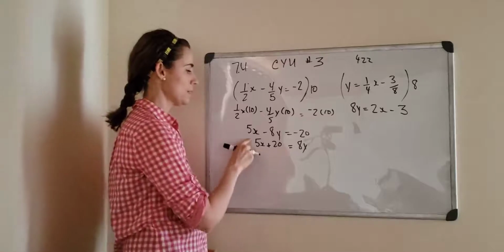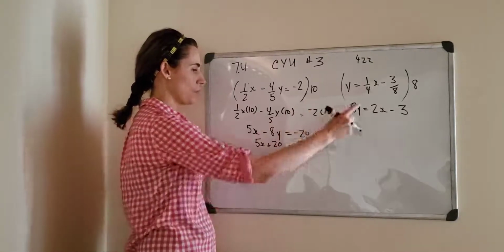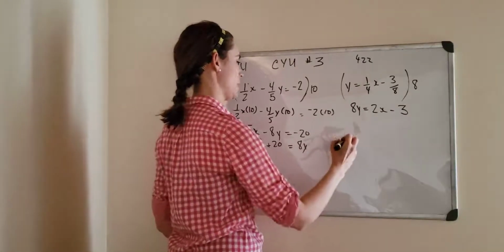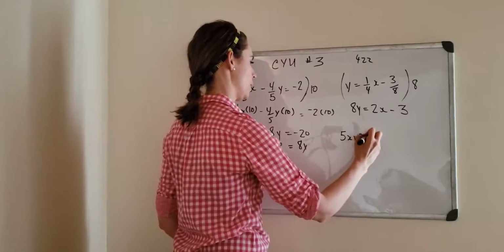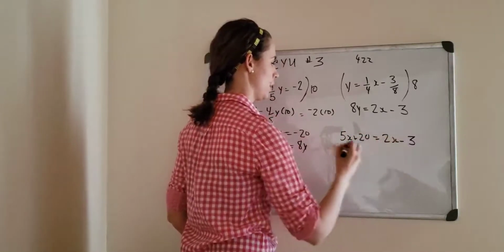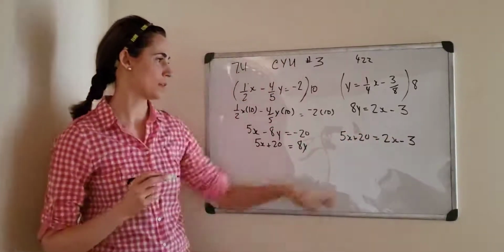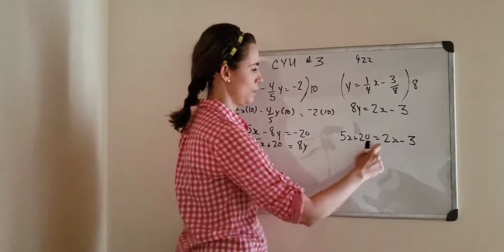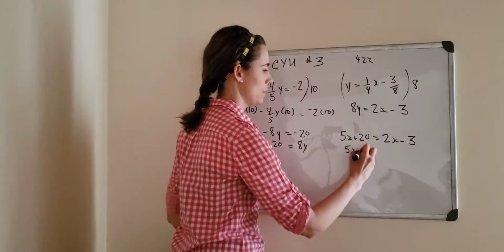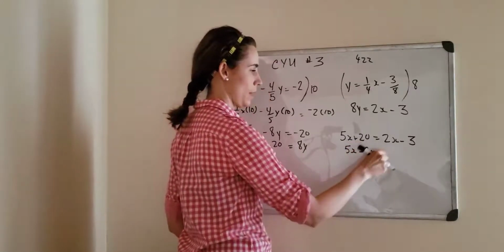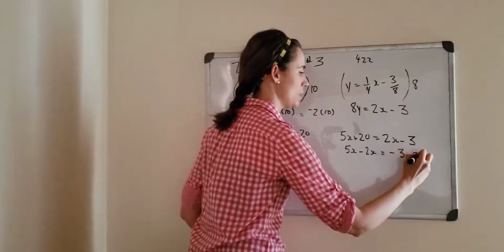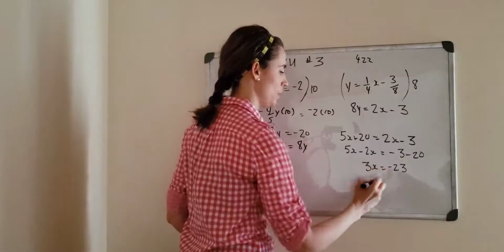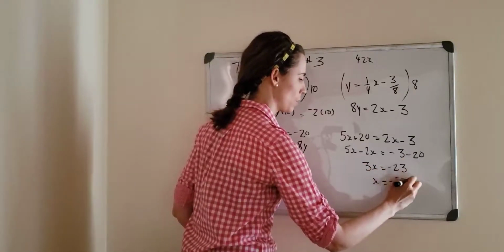I could take this, and in my other equation, anytime I see an 8y, put it in. So, oh, there's an 8y, so let's put that in. 5x plus 20 equals 2x minus 3. Okay, now I can solve for x. All right? So let's go ahead and do that. So that would be 5x minus 2x, okay, equals -3 minus 20. Let's combine those like terms. 3x equals -23. So x would equal -23 over 3.